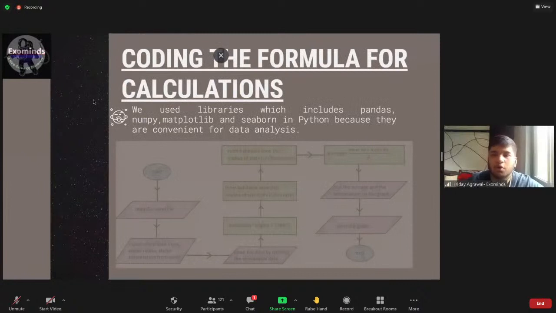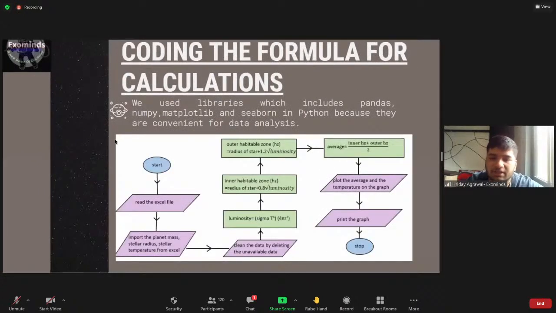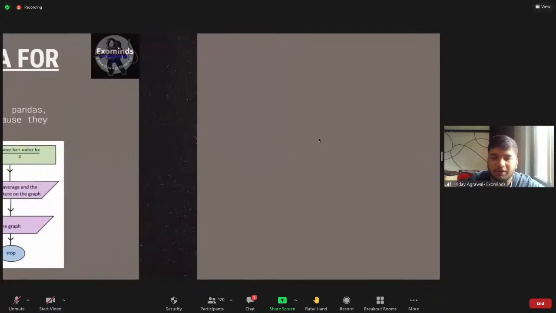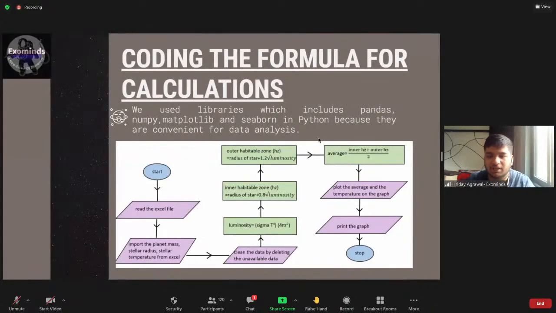Now, let's talk about coding the formulas for the calculations. And this was again the most important part of our whole presentation because without coding we cannot find the results. So, what did we use and why did we use it? We used Python as our primary language because it is really good for data analysis. And we used a few libraries: pandas, NumPy, Matplotlib, and Seaborn. And how did we use them? I'll tell you now.